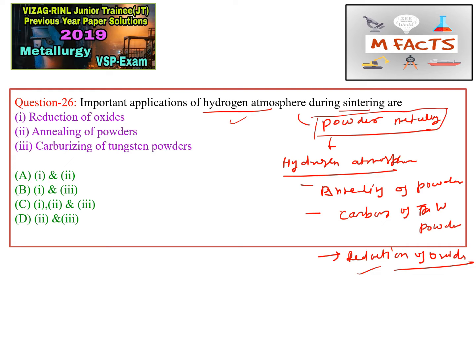So we can say that this hydrogen atmosphere is required for reduction of oxide. This is right, and it is also required for annealing of powders. So this is also correct, and carburizing of tungsten powder is also done in hydrogen atmosphere. So this is also correct. We can identify the correct option, that is option C. We can use the hydrogen atmosphere for all three purposes. So C is the correct answer for this question.